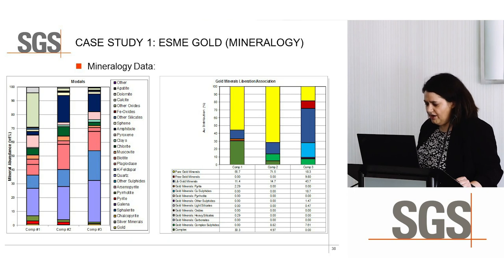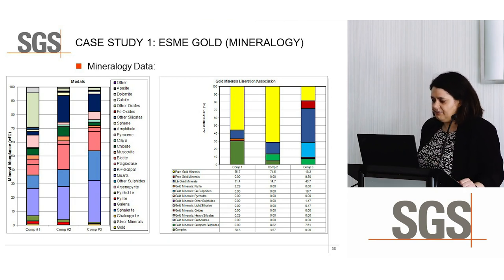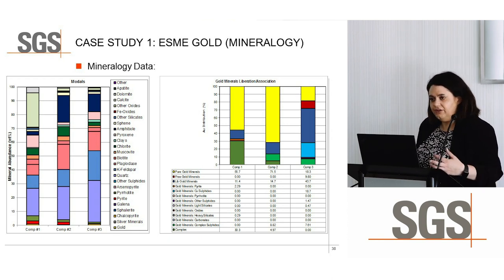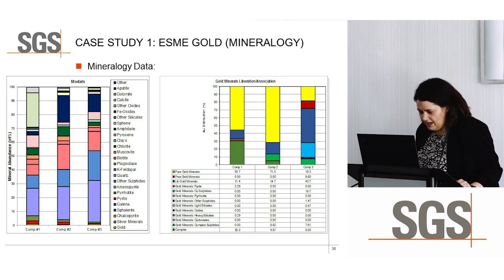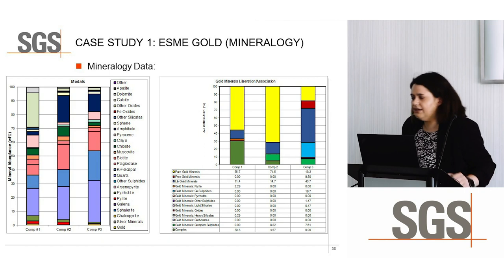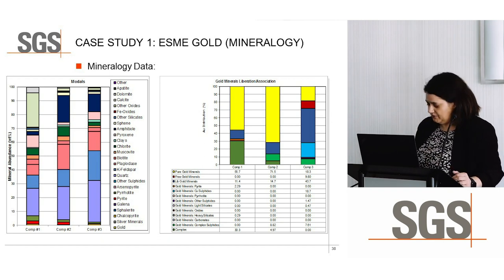So for example, composite one had about 56 percent liberated, whereas comp two had a little bit more liberated gold compared to comp three. So you can look at generally the liberation. And if it's not liberated, you can then look at the association of the gold with other minerals. So you can see that, for example, for comp three, about 19% of the gold is actually associated with copper sulfides. So you can start looking at, okay, what's your gold associated with?